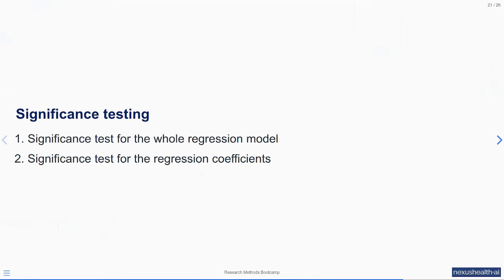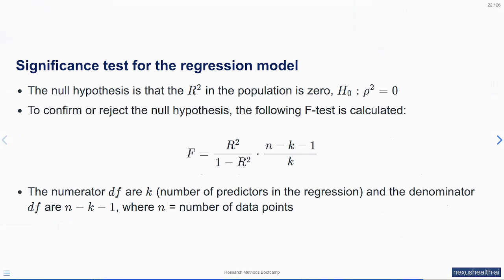In carrying out regression modeling, we also need to do significance testing, and significance testing is done on two levels. We want to do significance testing for the whole regression model, so is it a significant model, and then we also want to do significance testing for the regression coefficients. The significance test for the regression model basically looks at the null hypothesis that the R squared in the population is 0. And so to confirm or reject the null hypothesis, an F-test is calculated.